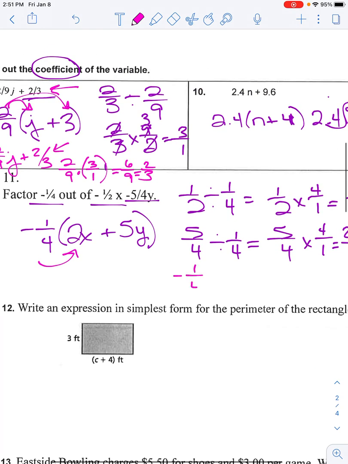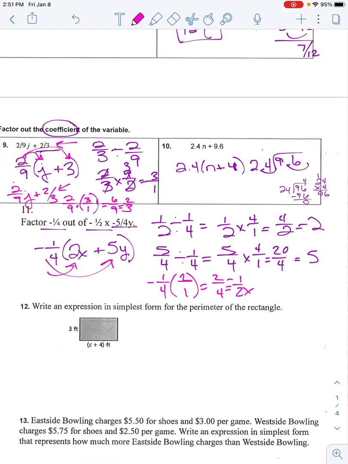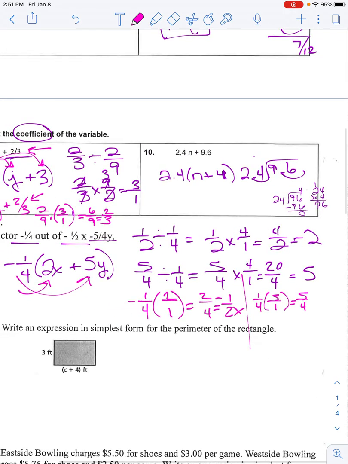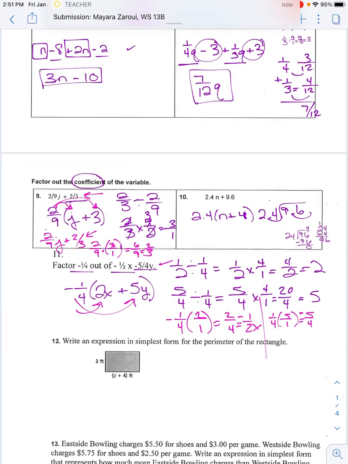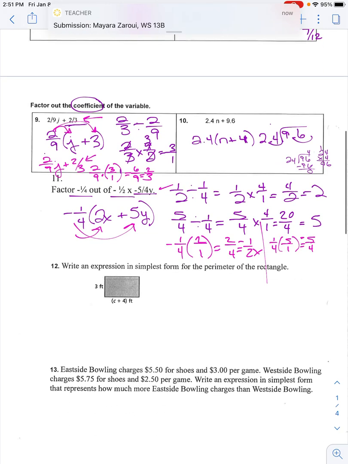Okay, so now I'm not happy with that. I want to make sure this makes sense. So I'm going to do negative 1/4 times 2, which gives me 2/4 or a half x, and a positive and a negative is a negative 1/2 x. That checks out. And then I'm going to do a negative 1/4 times 5, which gives me 5 fourths, and again, a positive and a negative is a negative, 5 fourths y. That checks out. Okay, so I know I did it correctly, I know I got my answer, I know I got all my points.